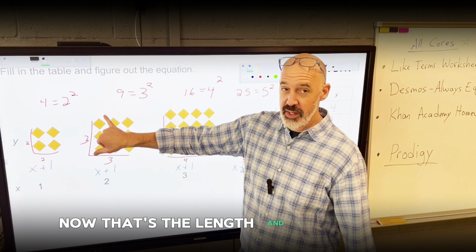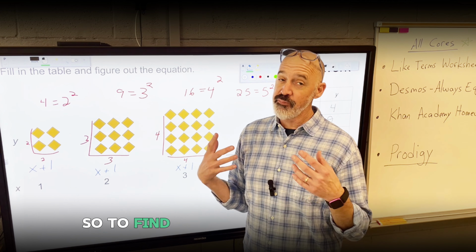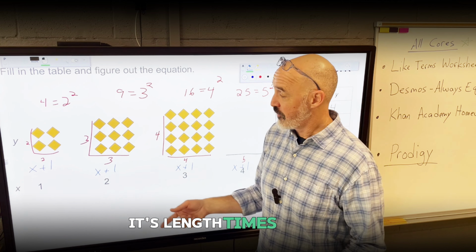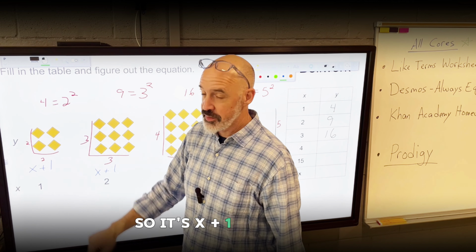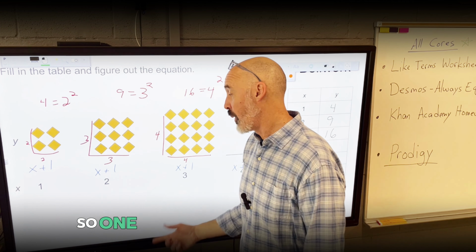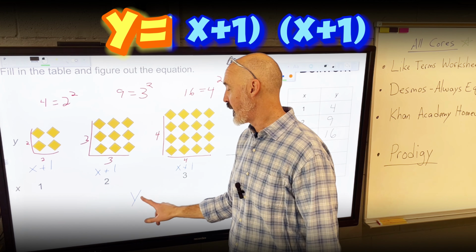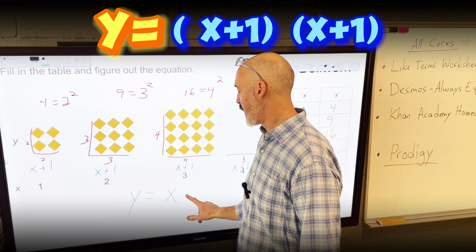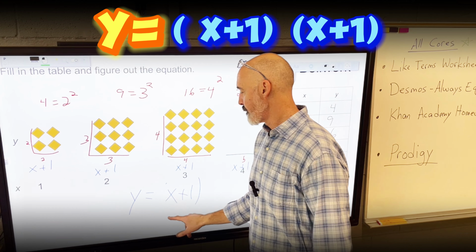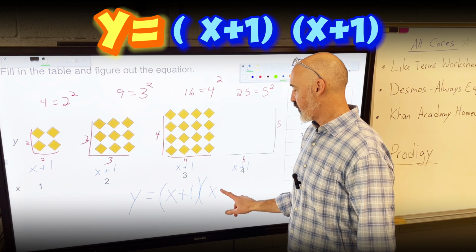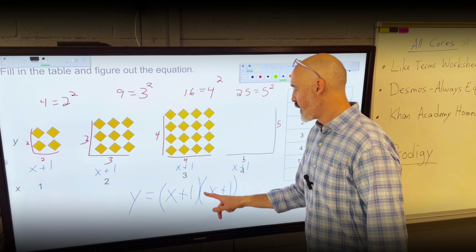Now that's the length and the width, right? So to find the area of a square, it's length times width. So it's x plus 1 times x plus 1. So one way to write this equation, y equals x plus 1 times x plus 1. That's one way to write it.